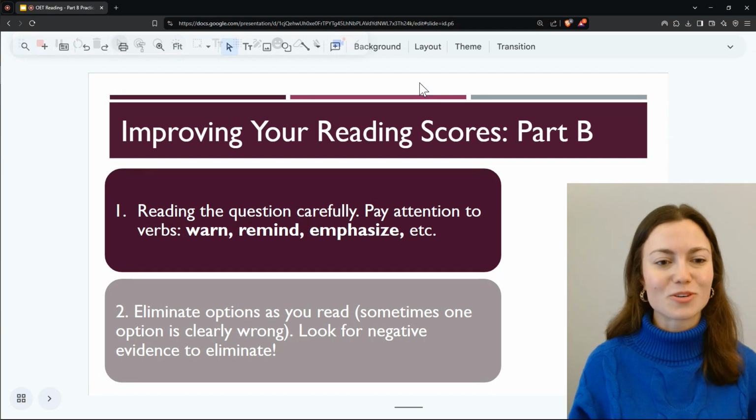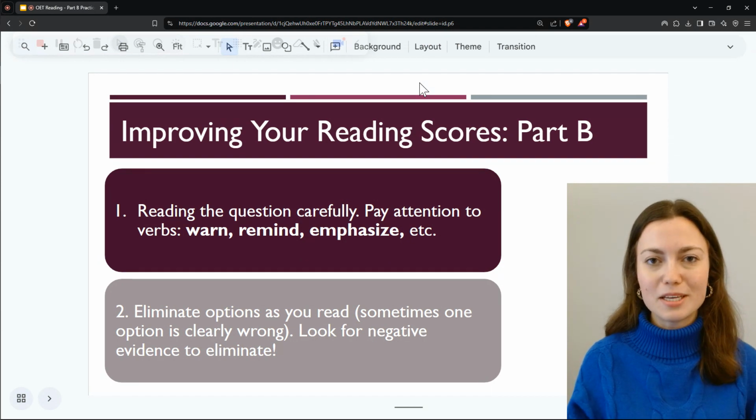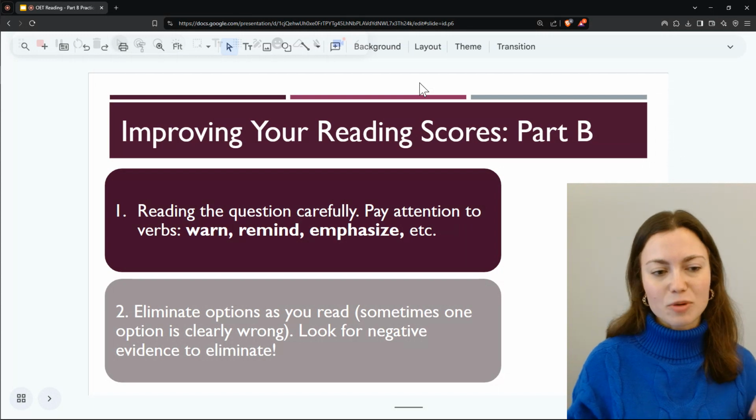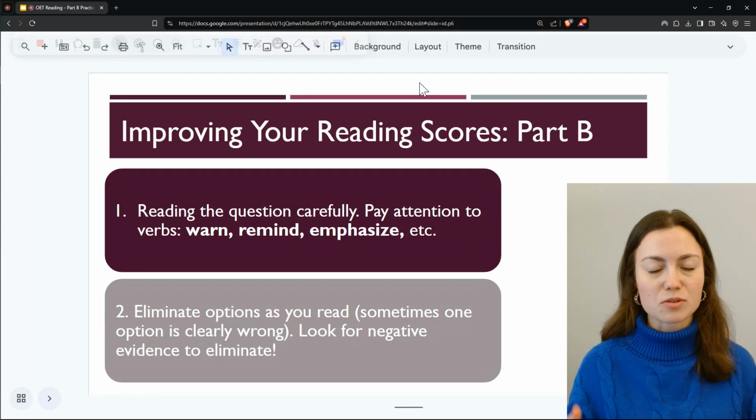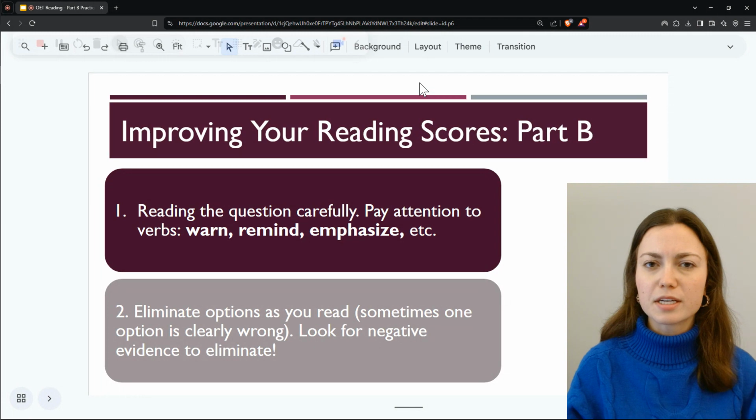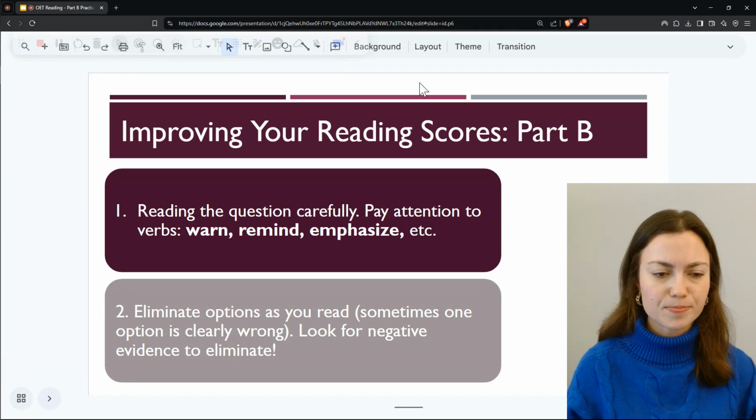Welcome to my guided tutorial on reading Part B of the OET. And we're going to start with some tips and tricks or general advice before moving into some practice questions together. So here's my first couple pieces of advice.